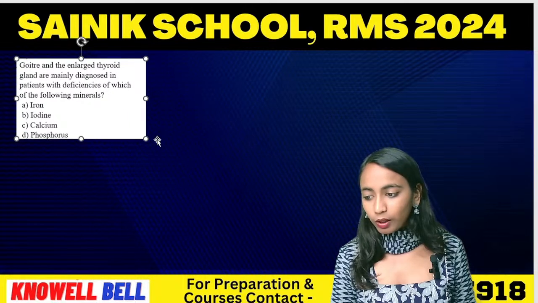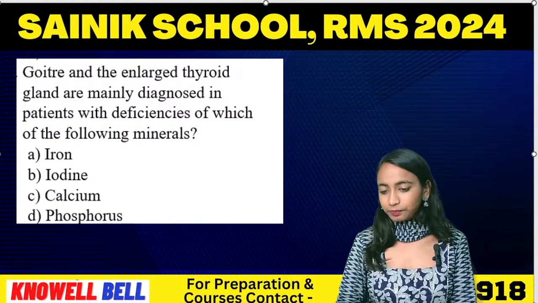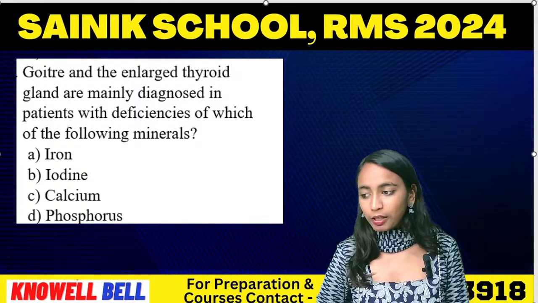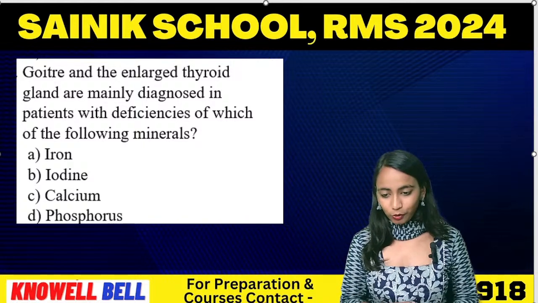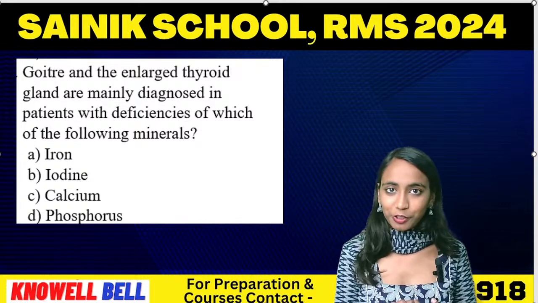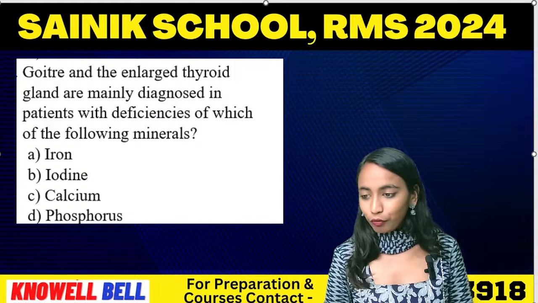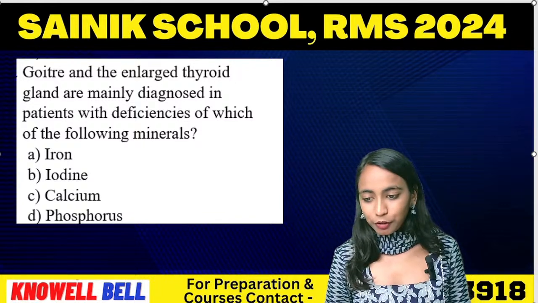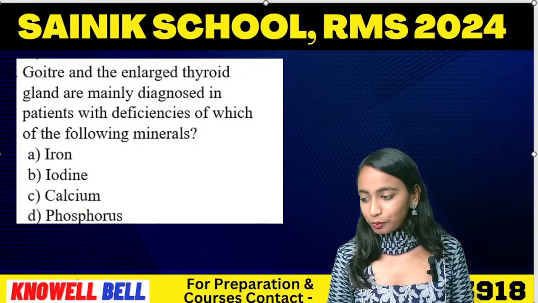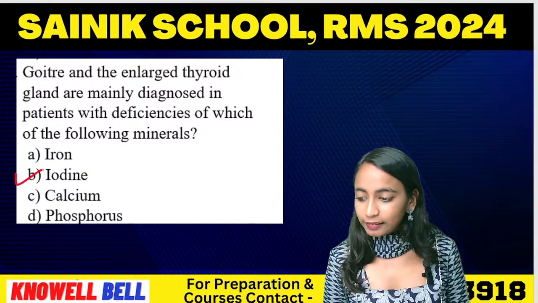The next question is: goiter and enlarged thyroid gland are mainly diagnosed in the patients of which of the following minerals? So basically the question is just asking that goiter is caused by the deficiency of which mineral. Okay, that's all the question wanted to ask. Is it iron? Is it iodine? Is it calcium? Or is it phosphorus? You have to tell which mineral it will be. Okay, let us have a look. Many of you answered correctly here. What happened, Rishikesh? The right answer here is iodine.